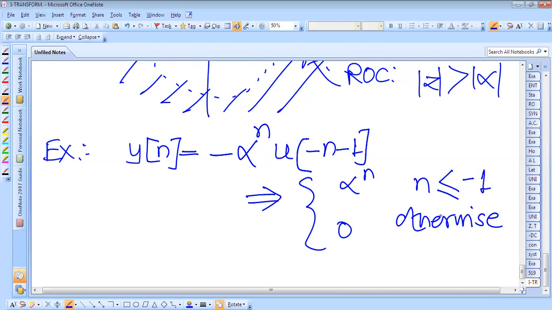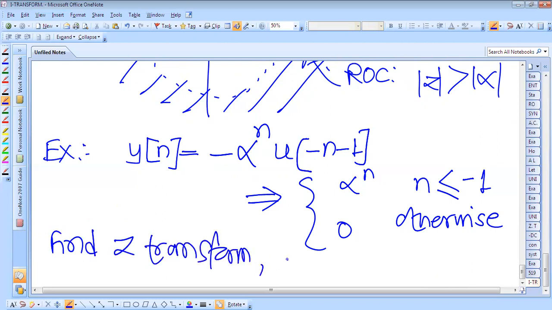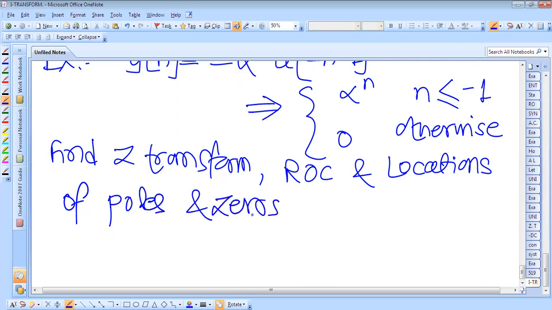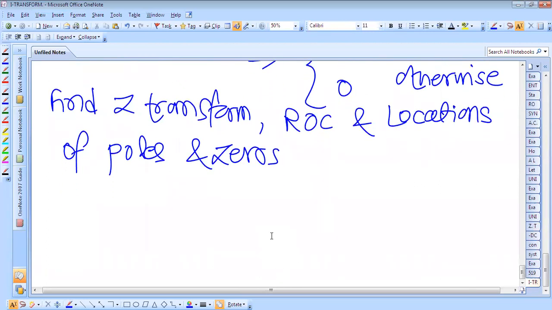Okay, so we have to find the Z transform, ROC, and the locations of poles and zeros. Okay, so we can say this is a left-handed signal.